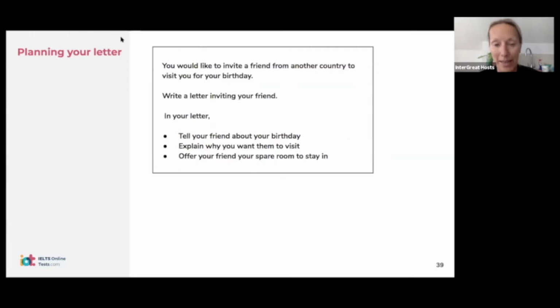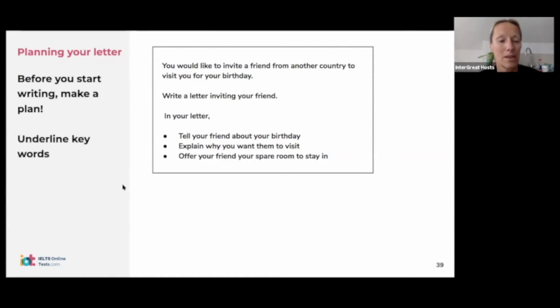So coming back to the letter, your task for today. You need to think about how to plan your letter. Yes, it's informal to a person, formal for a company. That's right. Before you start writing, make a plan. This is obviously the same for all these IELTS tasks. You need to make a plan. Underline keywords.